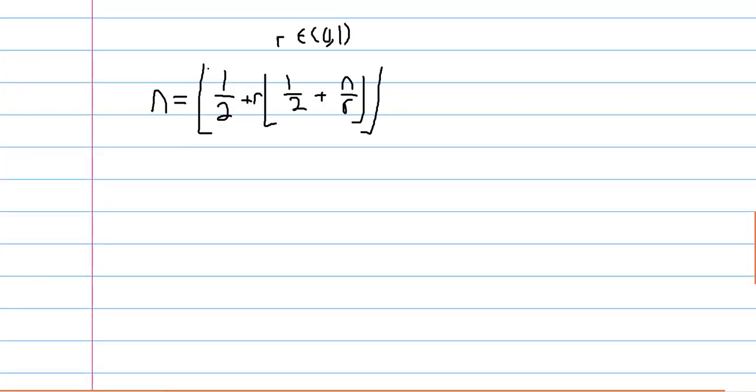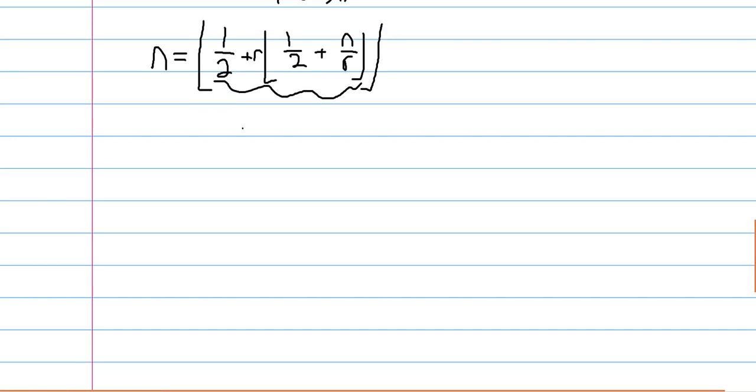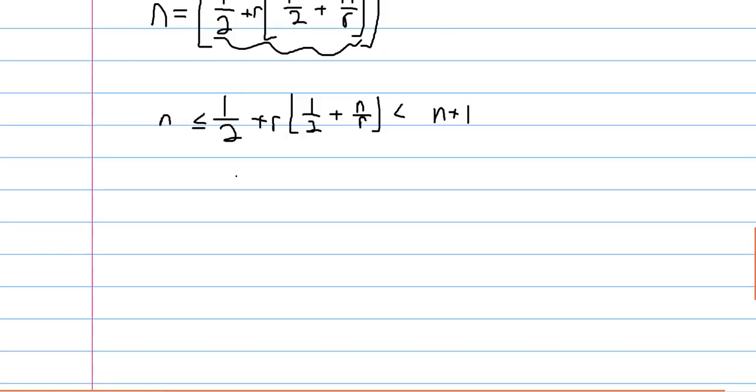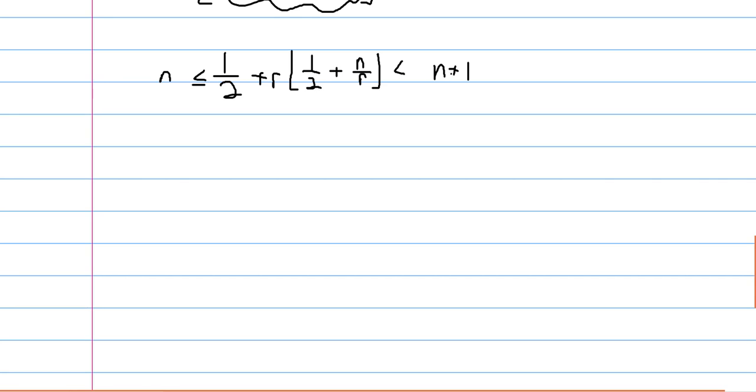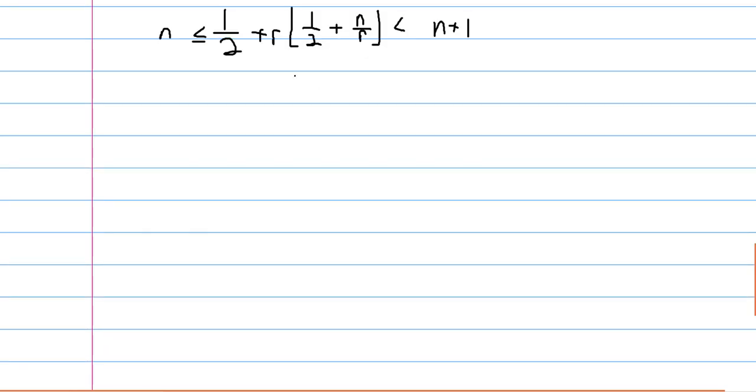So first of all, we have this outer floor, and we're going to show that it's equal to n. Well, another way of doing that is to show that the inside is greater than or equal to n, but less than n plus 1, because that will imply that the floor is in fact equal to n. So we have two inequalities, and we can just tackle it case by case.